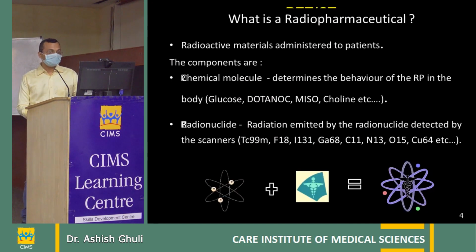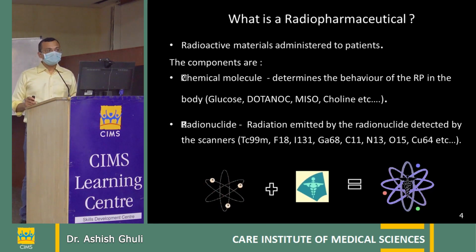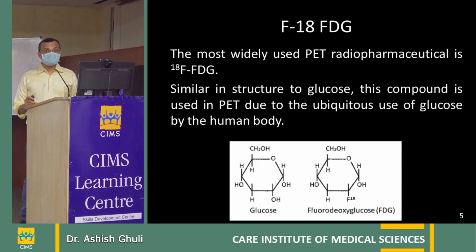The radioactive materials which are administered to the patient are the radiopharmaceuticals. They have two components. One is the chemical molecule, which determines the path or the target of the radiopharmaceutical in the body, and the radionuclide, which emits the radiation and which we detect for diagnosis as well as for therapy. So coming to the PET CT, all the applications in nuclear medicine or in PET CT depend upon the use of the radiopharmaceutical.